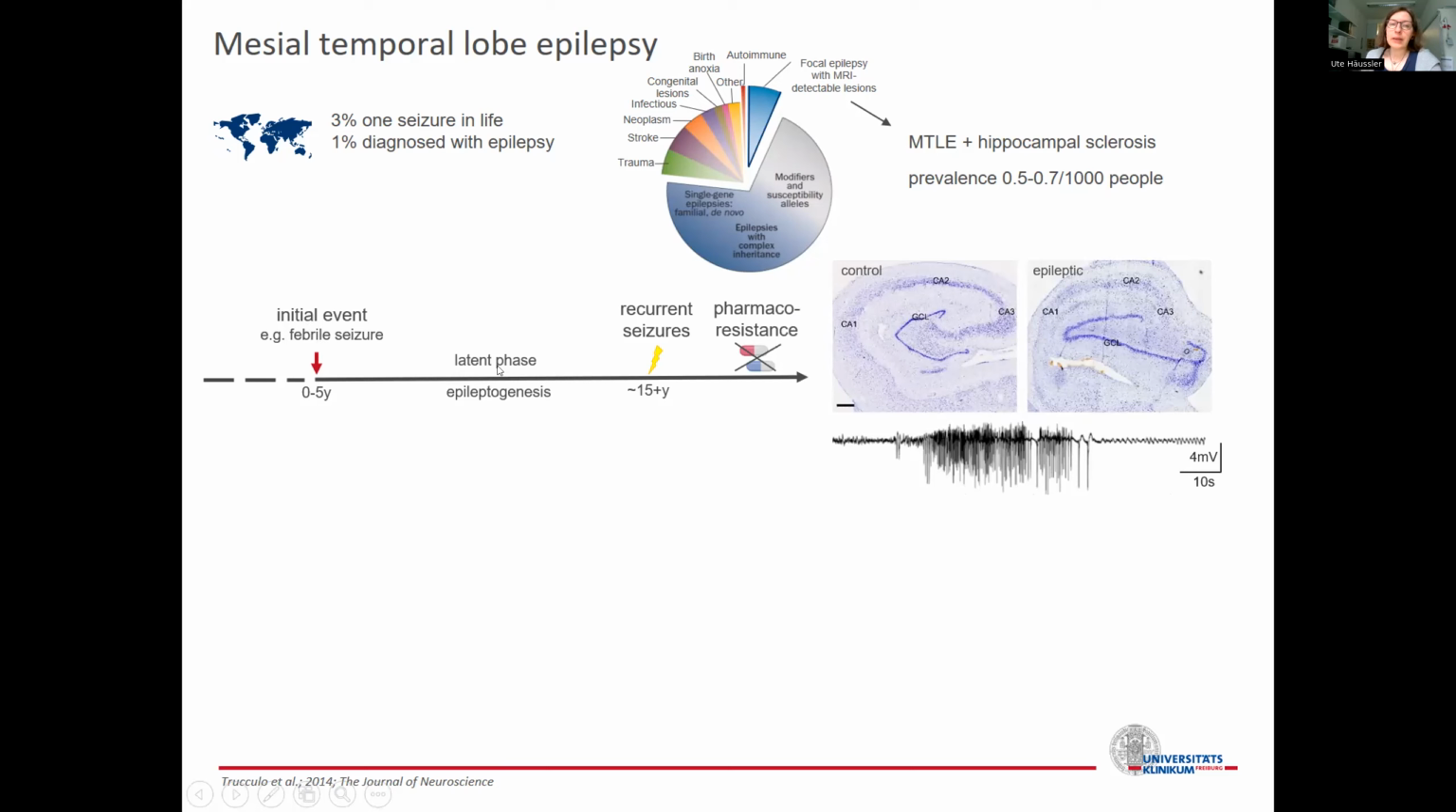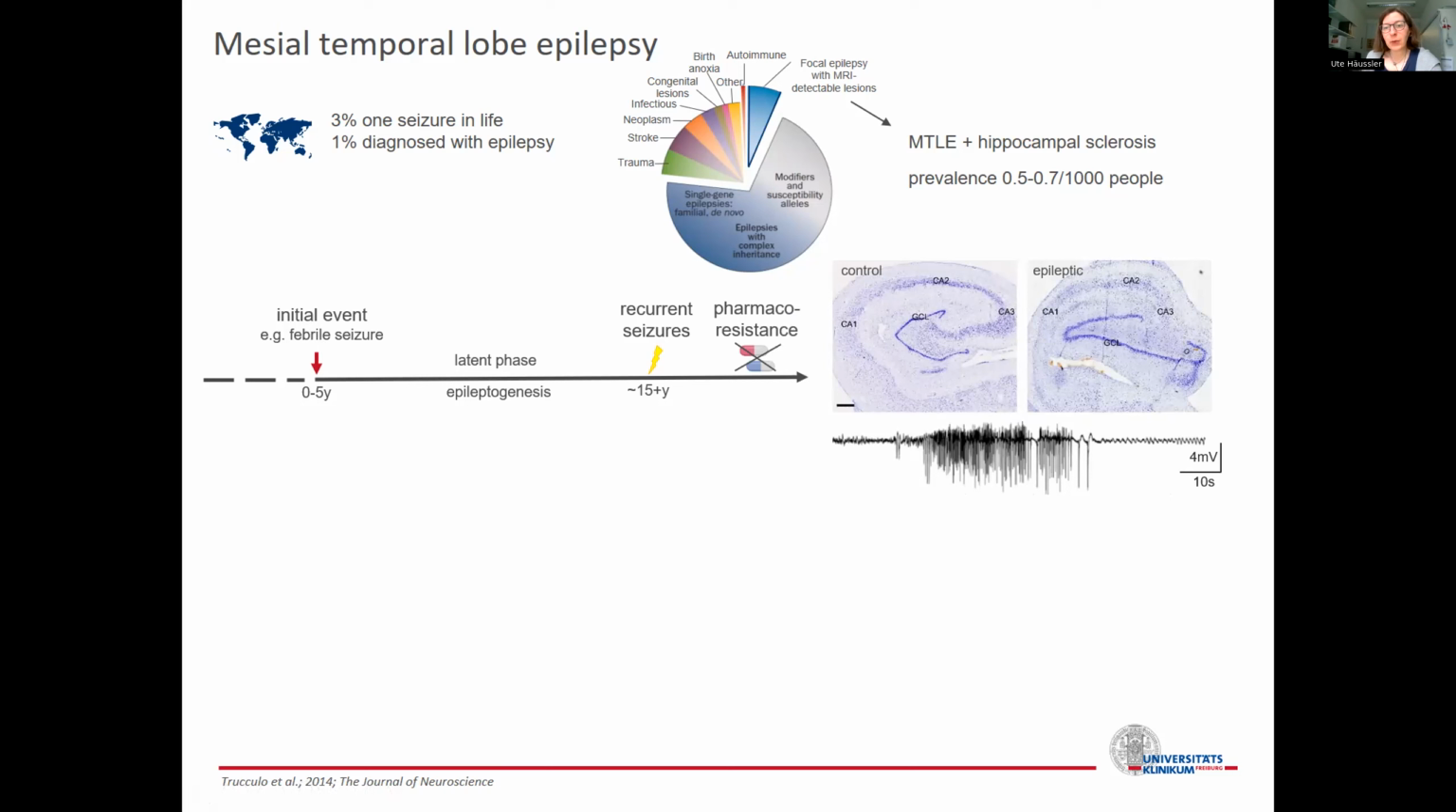It is followed by a latent phase in which people don't really recognize any seizures. And then at the age of puberty or around puberty, recurrent seizures come up. And these become later on pharmacoresistant, so the standard anti-epileptic drugs no longer work.